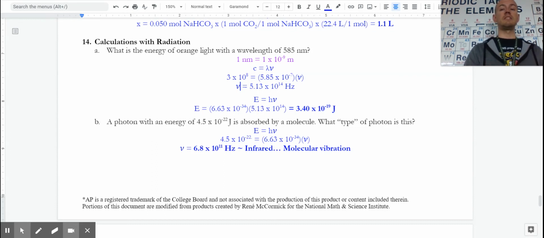Infrared is a little bit less than visible light. Visible light is moving electrons up and down. Infrared is vibrating our molecules. And a little bit lower than that, microwave is rotating the molecules.